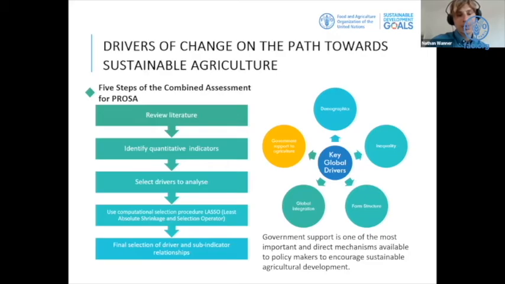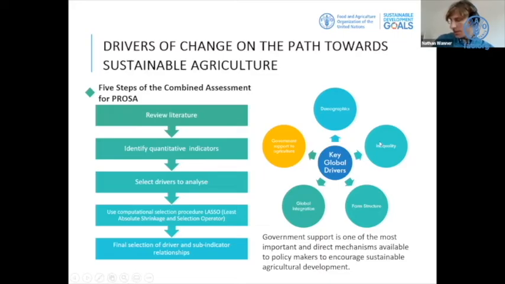This is the least absolute shrinkage and selection operator. After looking at all of these relationships between the indicators, a final selection was made of those indicators to look at for the driver analysis. The main thing that I would like to highlight across this entire section is that perhaps the most important message is government support is one of the most important and direct mechanisms available to policymakers to encourage sustainable agricultural development, and cooperation across these different sections will be needed to identify and address all of these issues.